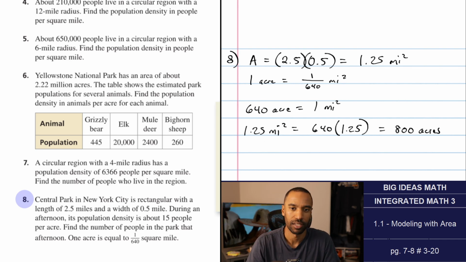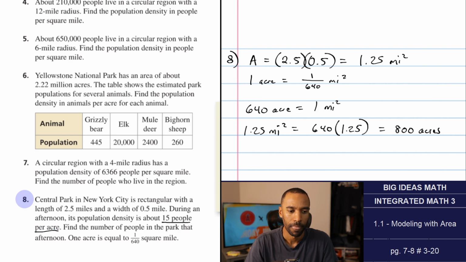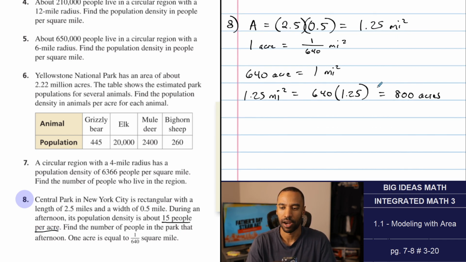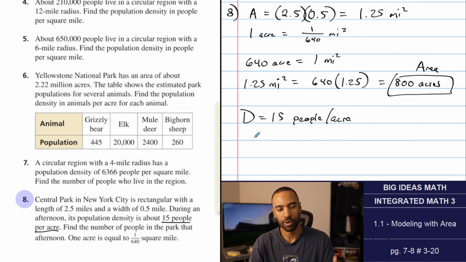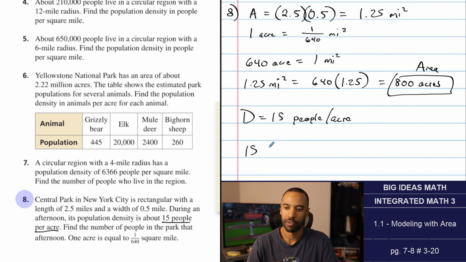They did not ask, but they are using a density per acre. So we're going to have to use acres when it comes to area for this. So there's our area. Okay, not the answer. We have our density of 15 people per acre. So now we need that unknown population. So same thing as the previous problem, only with more finessing to get the area itself. So 15 people per acre is how much population out of the 800 acres that we have.